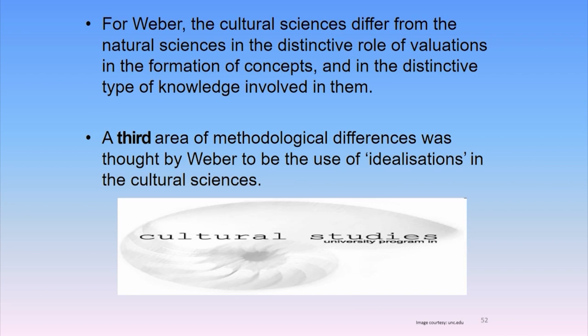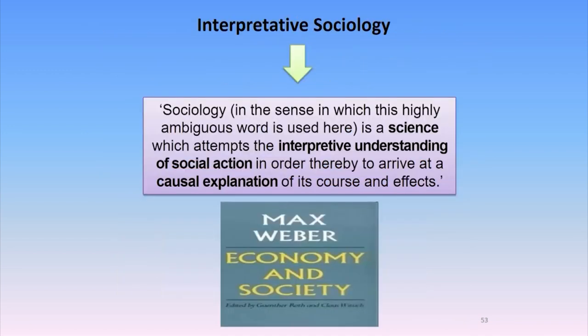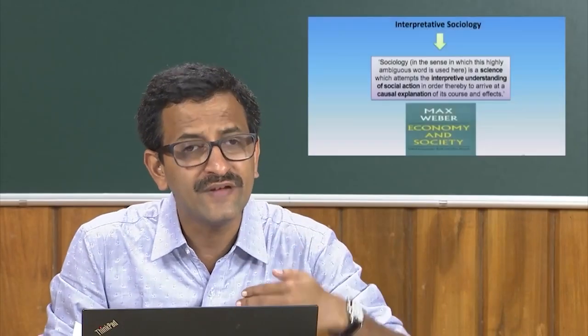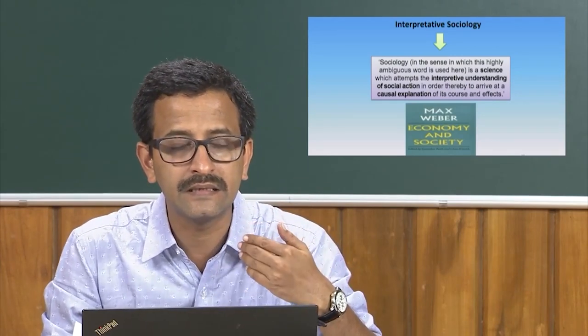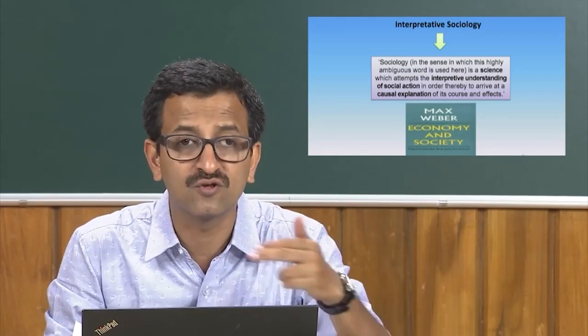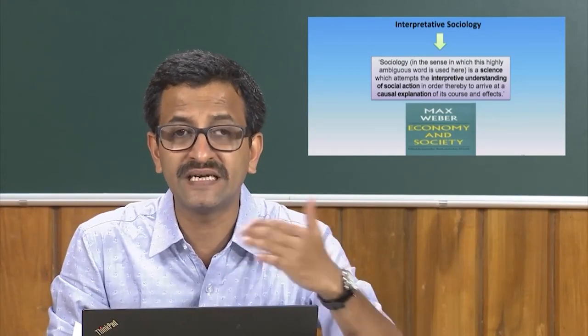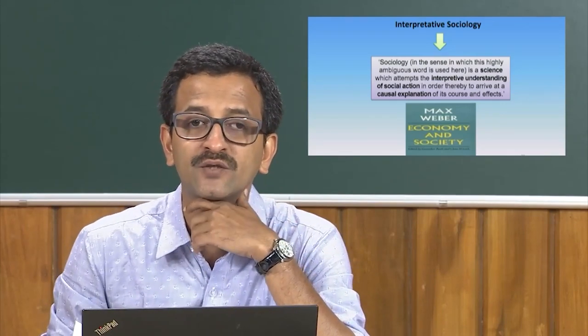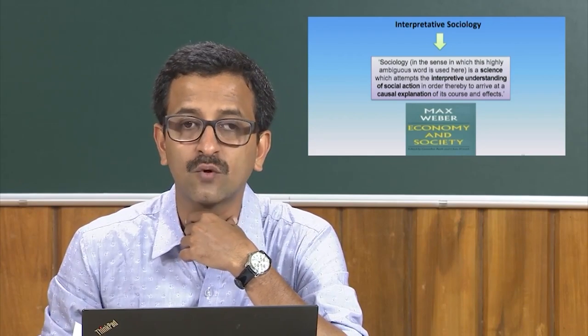Then, another third area of methodological differences was thought by Weber to be the use of idealizations in the cultural sciences. We have discussed this. Then Weber made another leap by defining sociology as a science. He was nevertheless very much aware of the ambiguities involved in the term sociology, but he defined sociology as a science which attempts the interpretive understanding of social action in order thereby to arrive at a causal explanation of its course and effects.